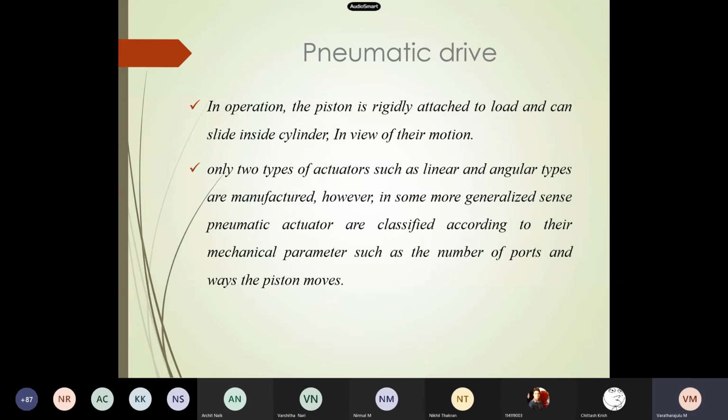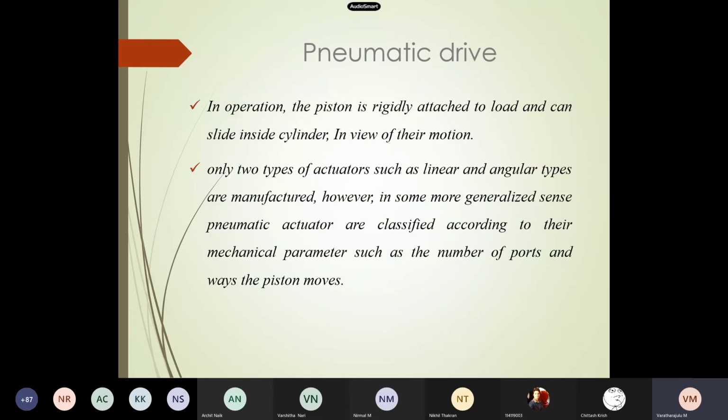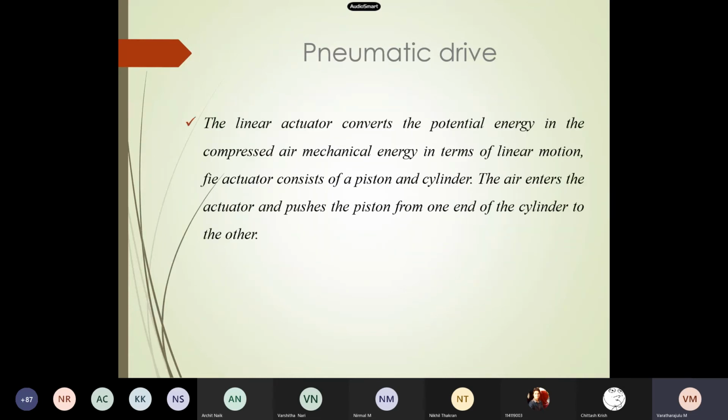Only two types of actuators, linear and angular, are manufactured. However, in a generalized sense, pneumatic actuators are classified by mechanical parameters such as the number of ports and the way the piston moves. The linear actuator converts the potential energy in the compressed air into mechanical energy in terms of linear motion. The actuator consists of the piston cylinder. The air enters the actuator and pushes the piston from one end to the other.